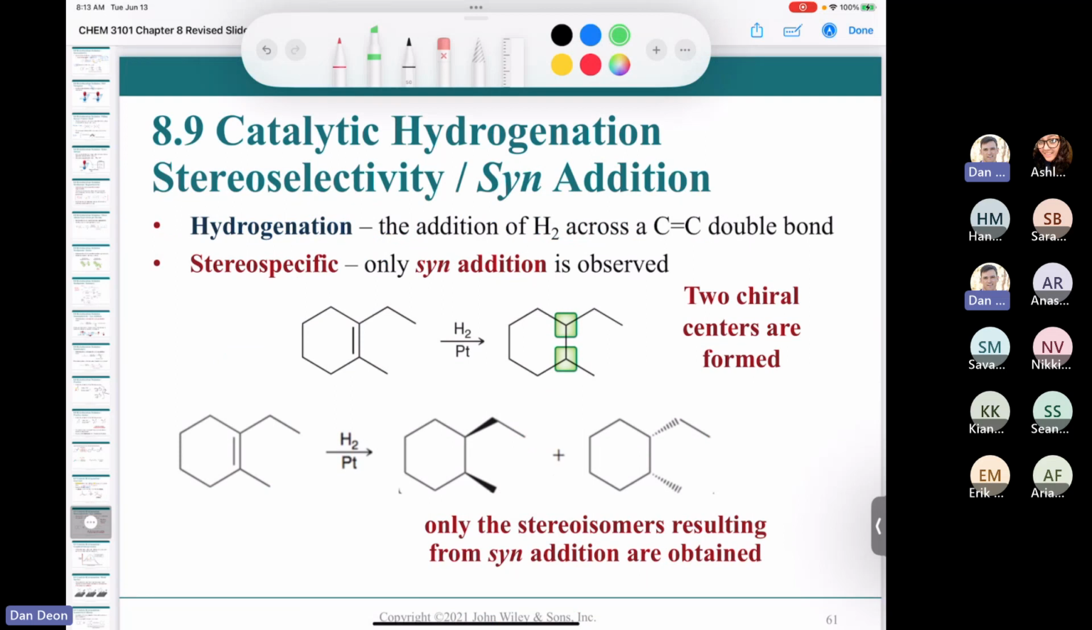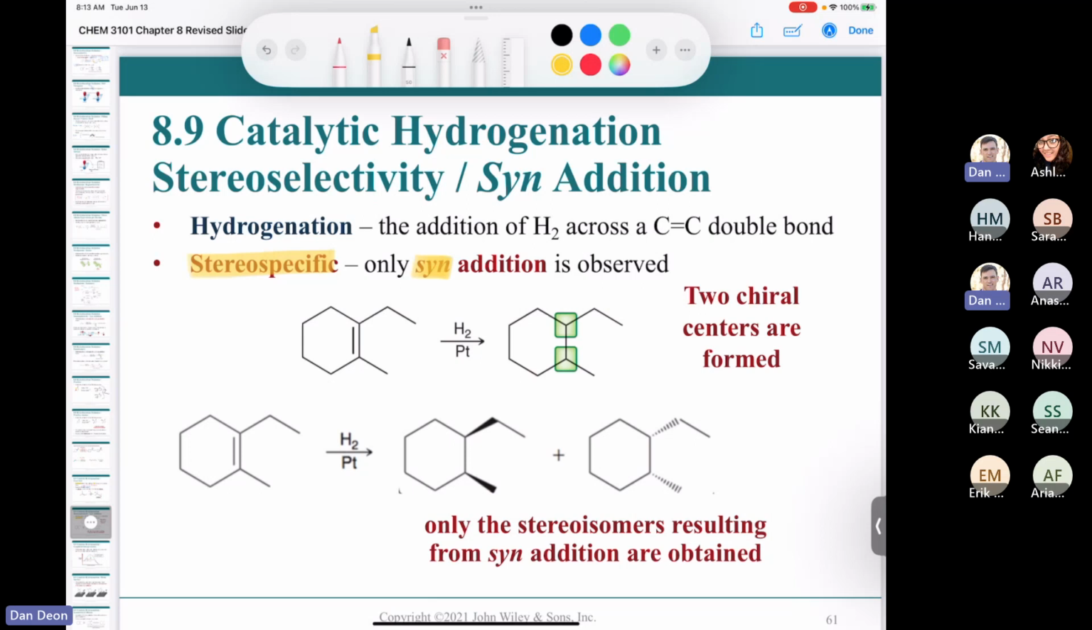However, the reaction is stereospecific. It's stereospecific in that we only see syn addition. So we only see the two hydrogens being added to the same face of the molecule. And there's a very good reason for that, which I'll show you in just a second.